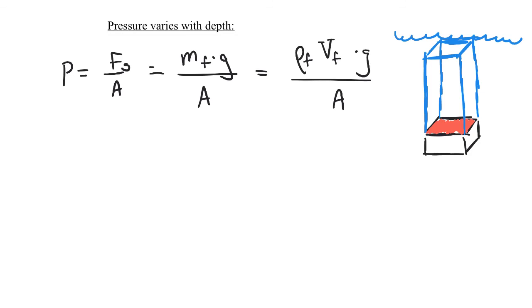What's the volume of a rectangular solid equal to? Math class. Volume of a rectangular solid equals, Steve? What is it? If they're different sides, what do I use? Good. And they're different here, so, right? This is clearly different. So I'm going to use LWH. So this is the length, this is the width, and this is the height. So the volume of the fluid pushing down is really LWH.